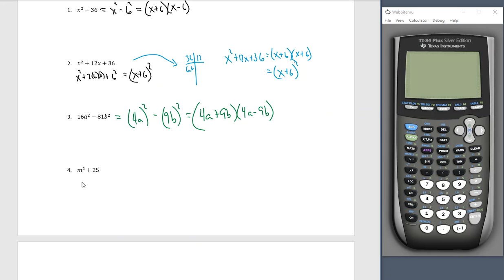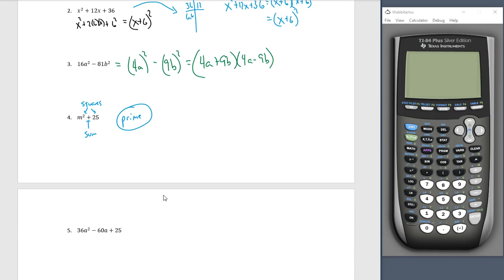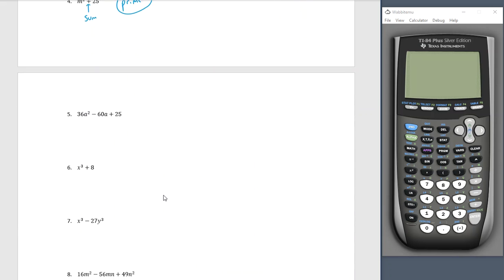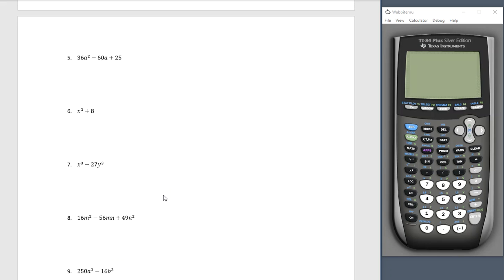Here we have m squared plus 25. So there's two terms. It is a sum, and these are squares. And we cannot factor the sum of squares over the real numbers, and so we call that prime. A polynomial is prime if it cannot be factored over the real numbers. All right, prime. Let's try a few more examples.